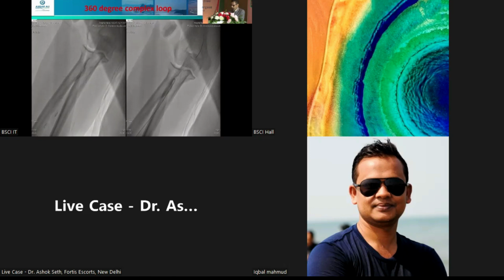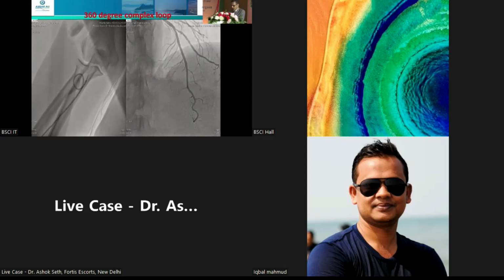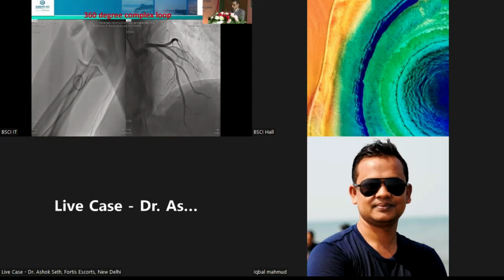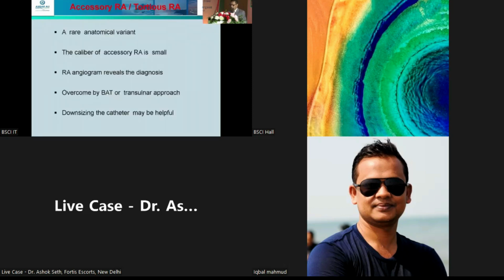Sometimes we may feel difficulty in case of 360-degree complex loops. You can see here it's very difficult to cross the wire as well as the catheter. But with a very gentle approach, you can pull it back, straighten it, cross the lesion and complete the procedure. Another 360-degree loop. It's a very complex loop here.